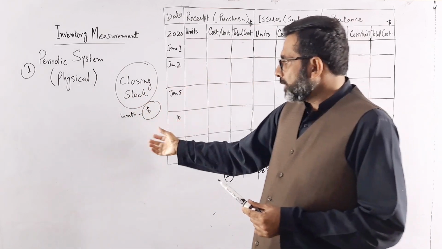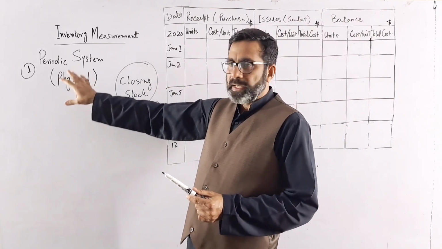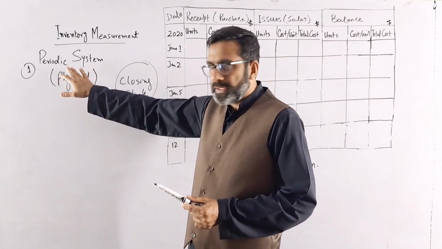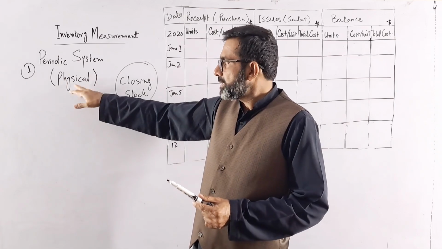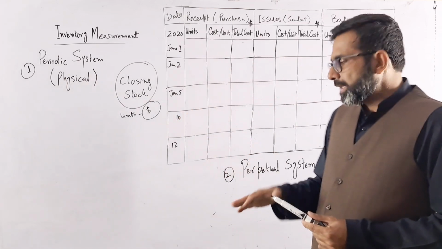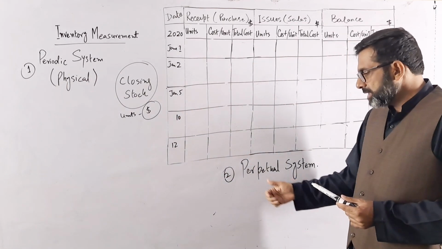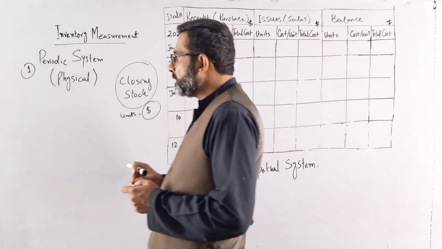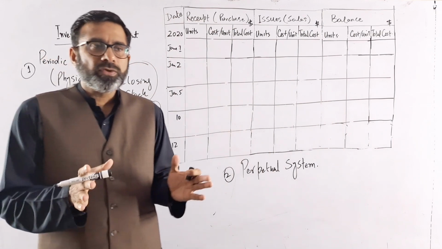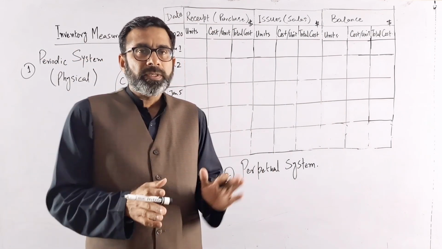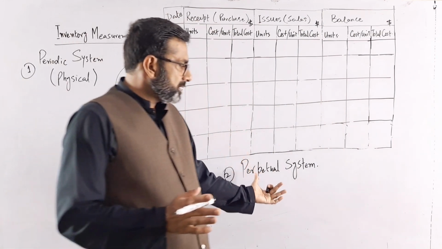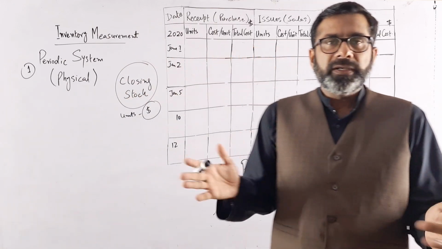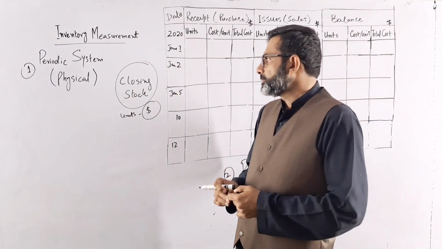Now the value of the closing stock can be measured by two methods. It can be measured by the periodic system, also called the physical system, or through the perpetual system, which is called the continuous system. Now, what is the difference between these two, and which types of businesses use the periodic system and which use the perpetual system? We will discuss these things in detail.